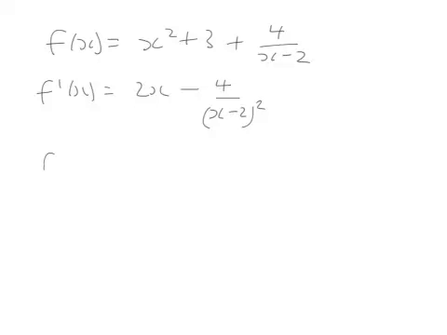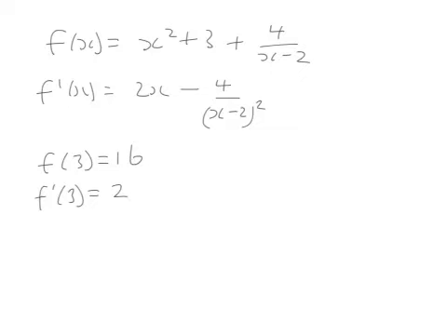Now when x equals 3, if I put 3 into here, 3 squared is 9, minus 3 is 12, 3 minus 2 is 1, 4 divided by 1 is 4, so it's 9 and 3 and 4, that's 16. F dashed of 3, if I put 3 into here, that's 6, that's 1, 1 squared is 1, 4 over 1 is 4, 6 minus 4 is 2.